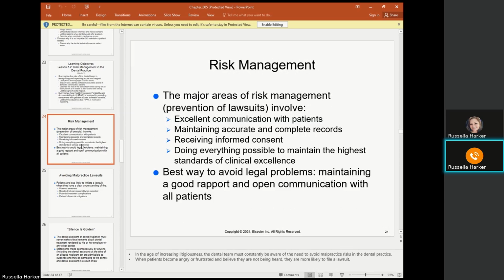The best way to prevent a lawsuit is to have good communication with your patients, a good dialogue and back and forth communication to make sure they understand what the expectations are of them and of the provider for each appointment.